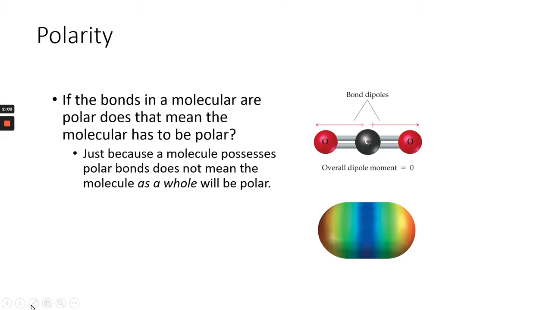If the bonds in a molecule are polar, does that mean the molecule has to be polar? The answer is actually no, not necessarily. Just because you have a molecule that has polar bonds does not mean that the molecule as a whole will be polar. You have to look at the dipoles and see if they cancel each other out. In carbon dioxide, you have polar bonds, and these are your dipoles. If the arrows are the same length, same magnitude, but pointing in opposite directions, they cancel each other out. So this is nonpolar.